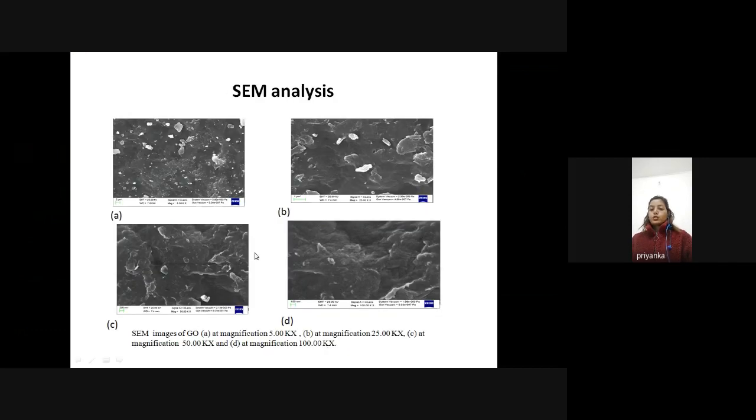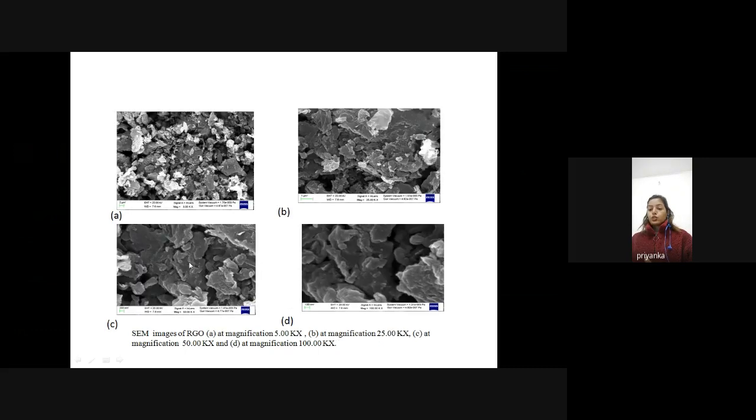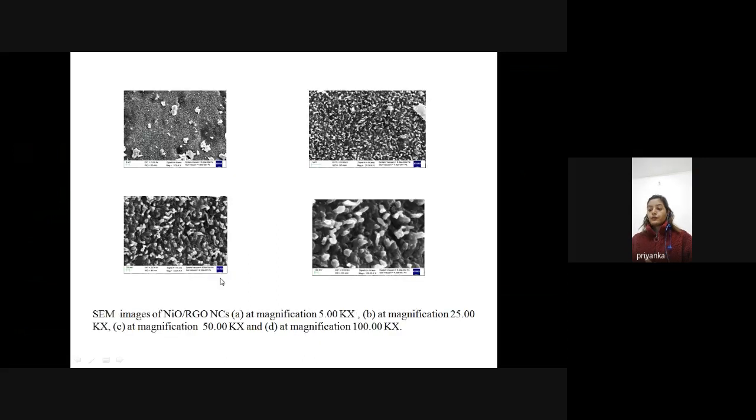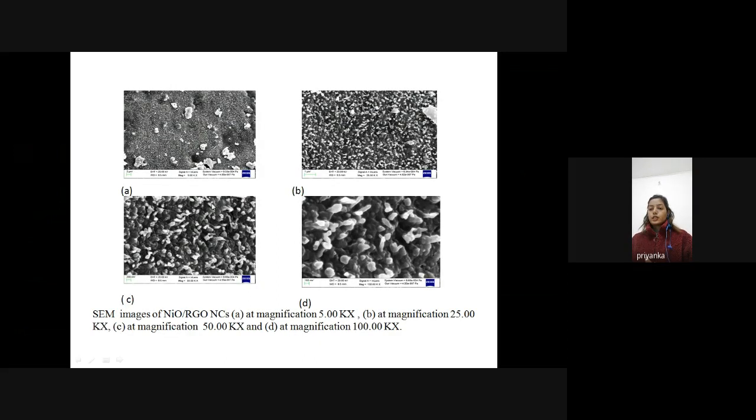These are the SEM images of synthesized GO at different magnifications. From SEM images of GO, we have observed wrinkled and layered flakes on the surface of GO. And in case of RGO, from the SEM images, we can see that RGO contains crumpled sheets, and these are the SEM images of synthesized NiO-RGO nanocomposites. In these micrographs, we can see that NiO nanoparticles are successfully embedded into RGO sheets.